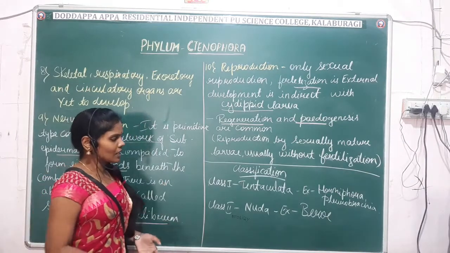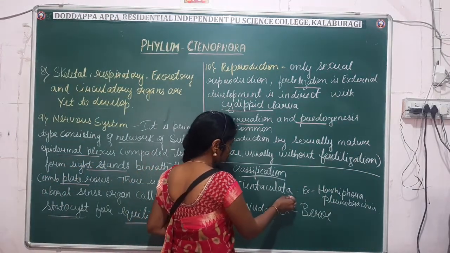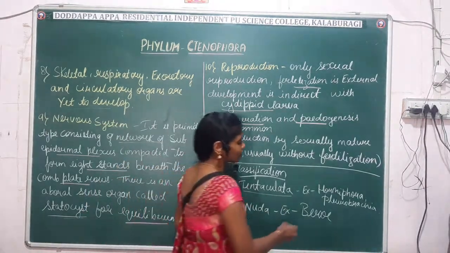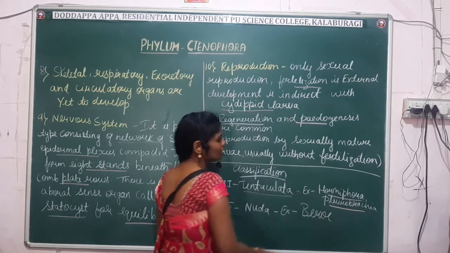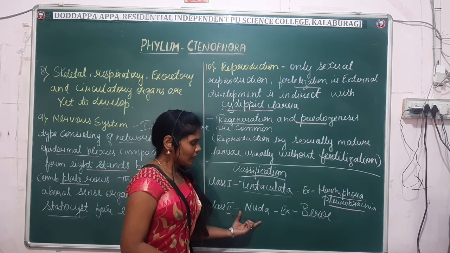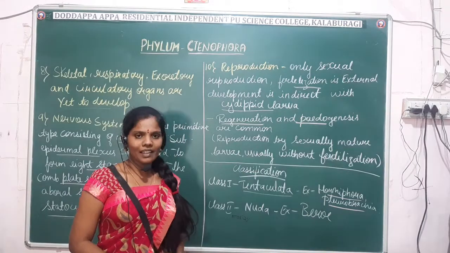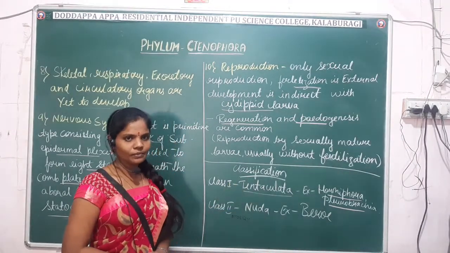Next comes the classification. Generally they are classified into two classes. Class 1 is Tentaculata. Examples are Hormiphora and Pleurobrachia. Keep in mind at least one example. And class 2 is Nuda. Example is Beroe. So these two are the classes. Just remember the name and the example.